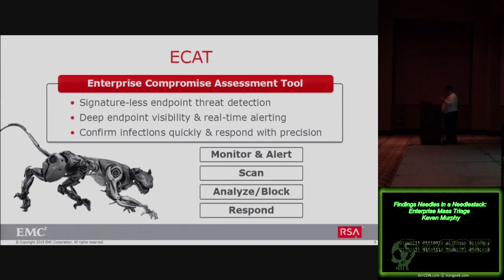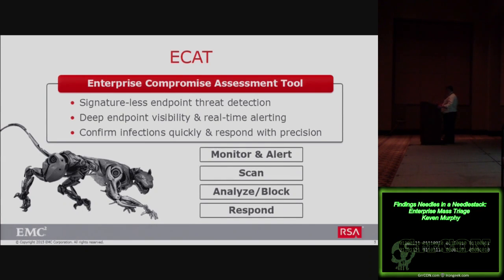So, ECAT is a signature-less endpoint threat detection tool. An agent gets put onto the host machine. It's going to be at the kernel level, so it's able to do deep endpoint visibility and real-time threat alerting. There are no signatures associated with ECAT. It's not an antivirus product. Everything is based on behavior.